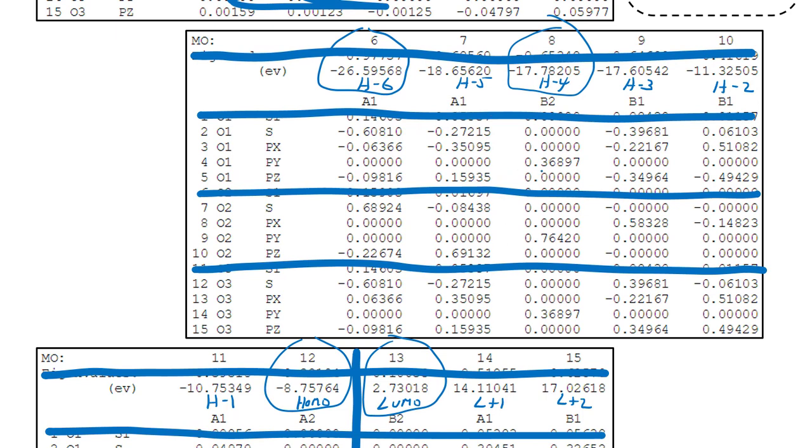And then you can come down here and you can look at some other ones, right? Let's look at the HOMO minus 4 here. In this case, you've got the PY, the PY, the PY. No S contribution at all. No mixing there at all.